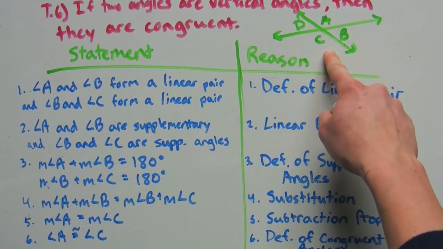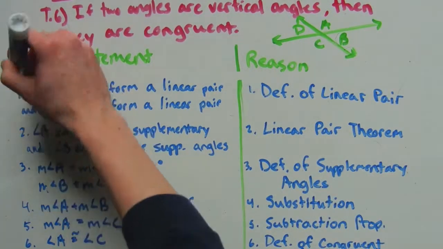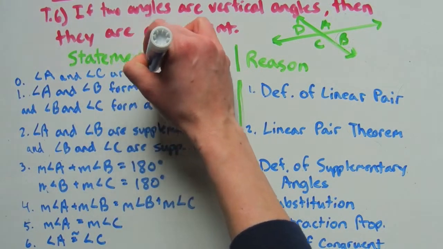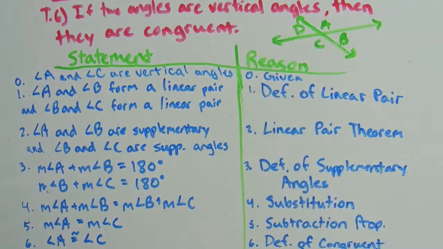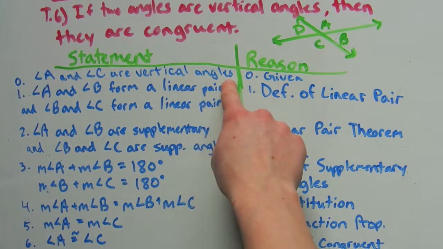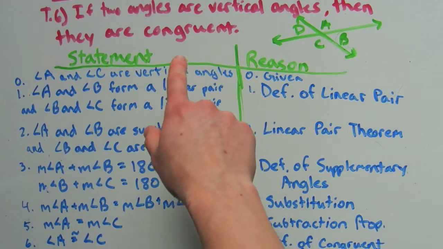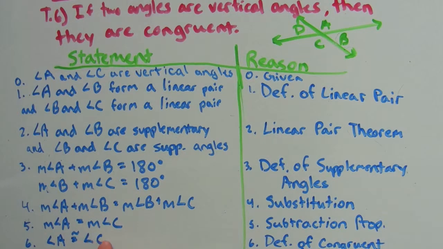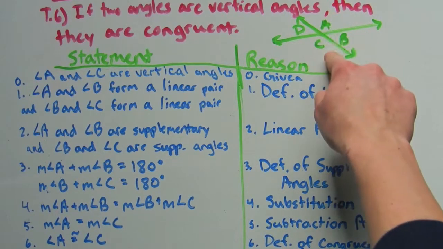Given that A and C are vertical angles, which you would write at the top of your proof, so adding in, I'm going to put step 0 since 0 comes before 1, but we're given that angle A and angle C are vertical angles, and we have proved that angle A is congruent to angle C. And this was the formal proof for vertical angle theorem, that A and C are vertical angles, and A and C are congruent.